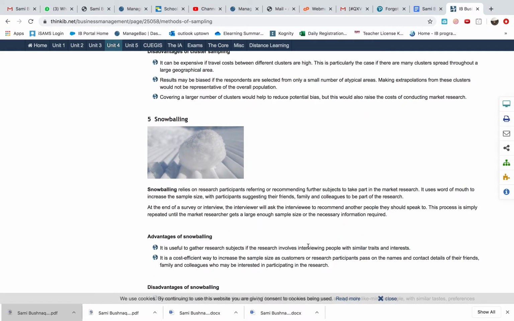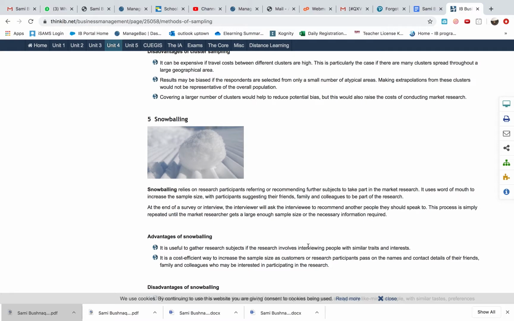Disadvantage, once again, expensive, travel costs could be high. If there are many clusters spread throughout a large geographical area, you're going to have to move around. Results may be biased if the respondents are selected only from a small number of atypical areas.